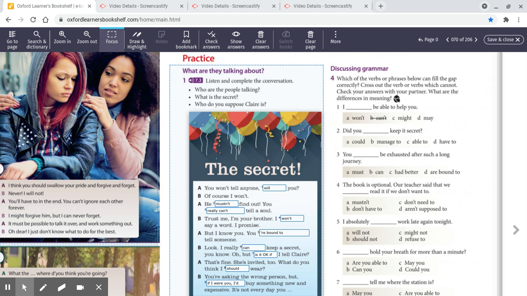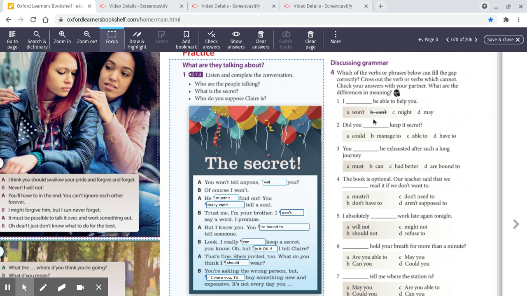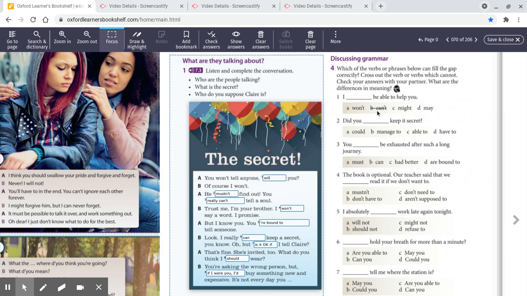And let me move you over to the grammar, discussing grammar. Okay. Again, read through this one. Which of the verbs or phrases below can fill the gap correctly? Cross out the verb or verbs which cannot. So cross out the wrong ones.